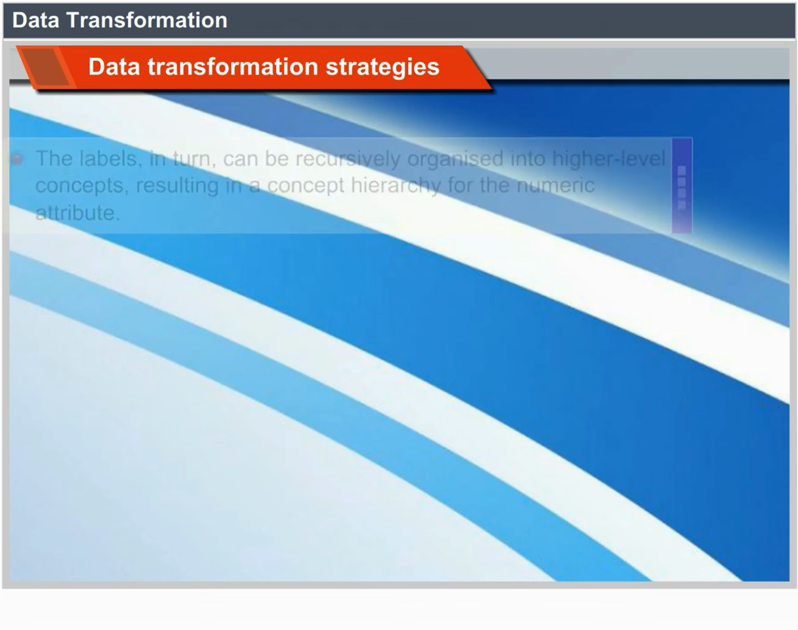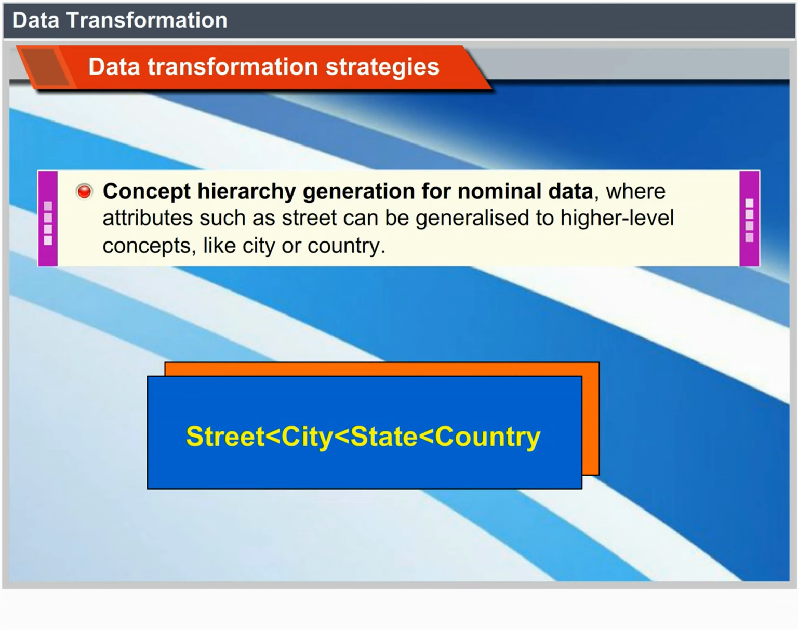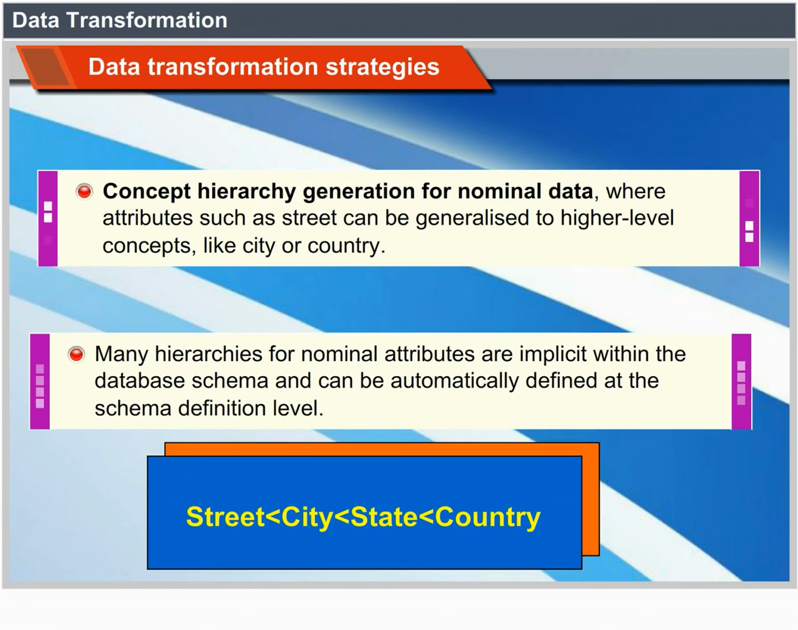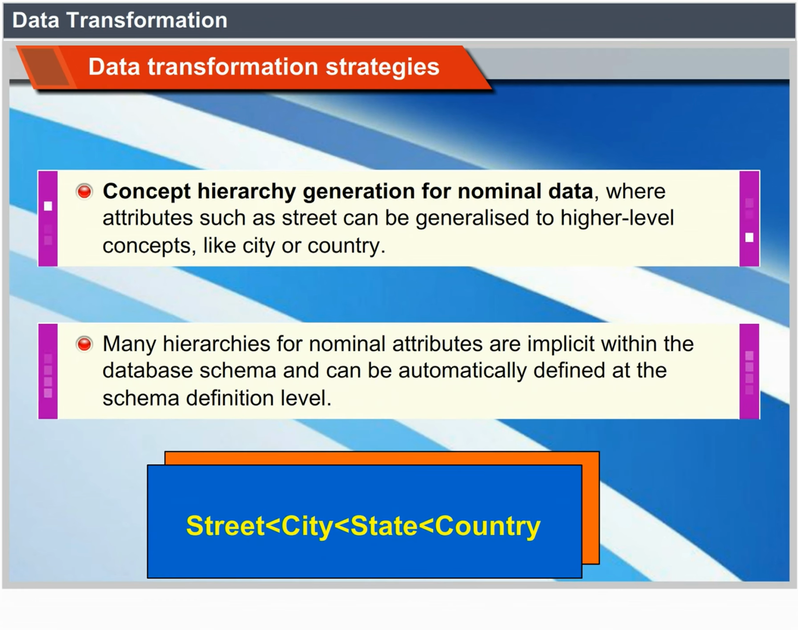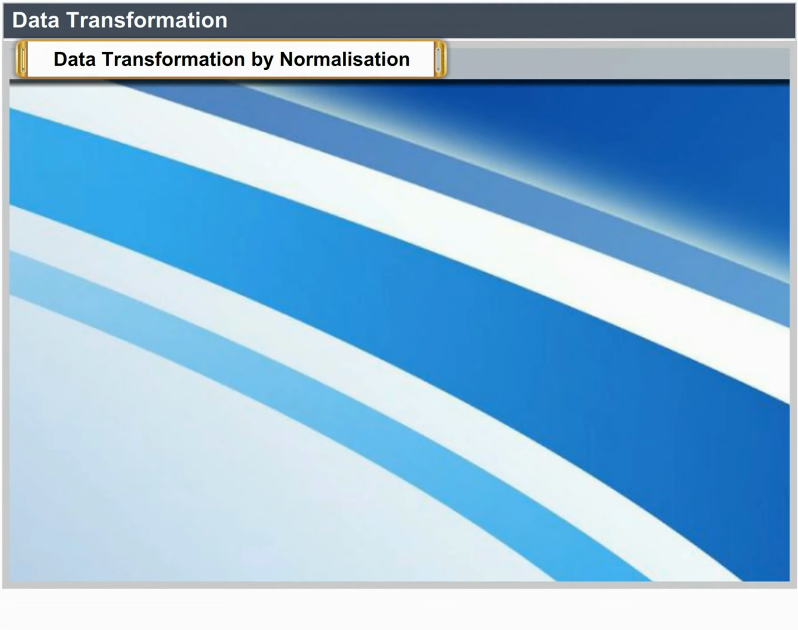Concept hierarchy generation for nominal data, where attributes such as street can be generalized to higher-level concepts like city or country. Many hierarchies for nominal attributes are implicit within the database schema and can be automatically defined at the schema definition level. Data transformation by normalization.